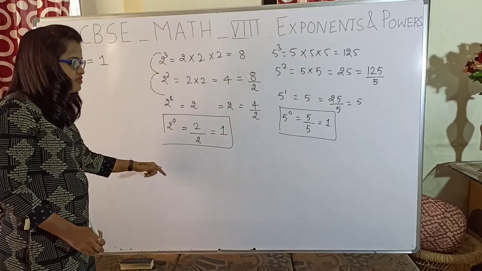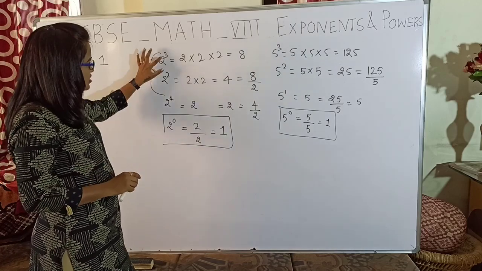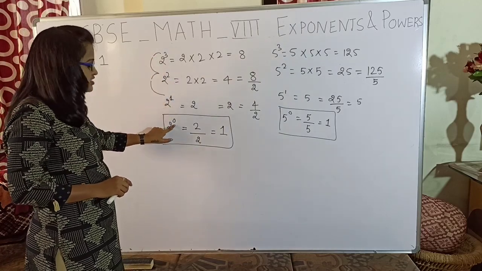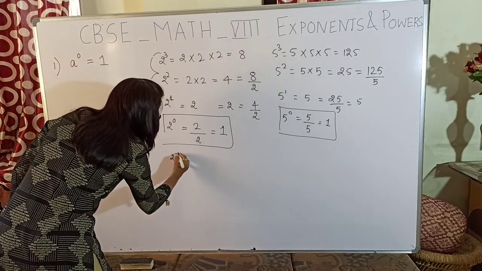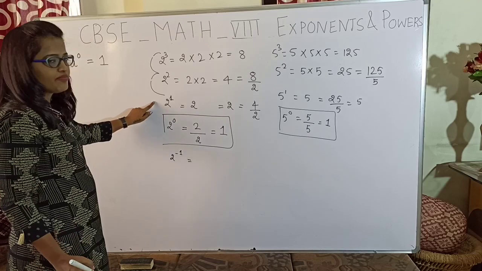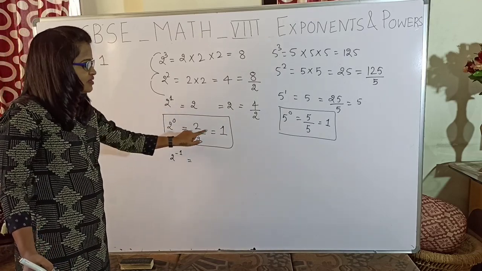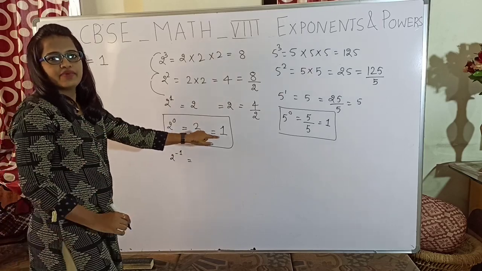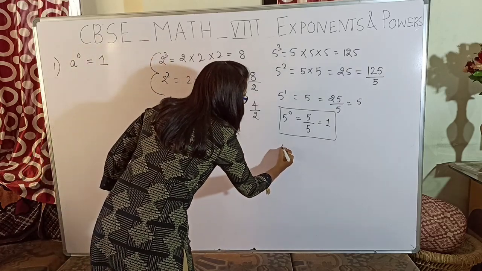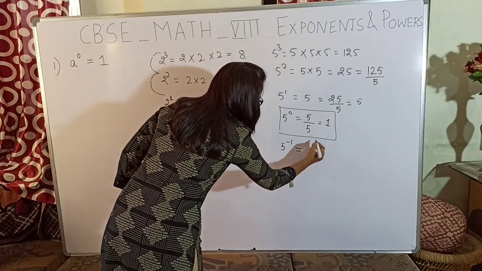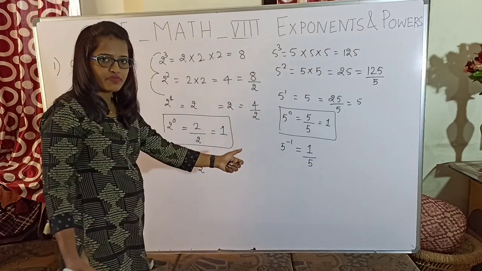Okay, so now from this, let us see what is the value when the exponents are negative. Here the exponents are positive, here it is 0. Let us see what if the exponents are negative. So here 2 raised to minus 1. By the same pattern, when you are decreasing the exponent by 1, whatever is the previous value, divide it by 2. So it will be 1 by 2. Similarly, 5 raised to minus 1. Whatever is the previous value, divide it by 5. Why 5? Because the base is 5.